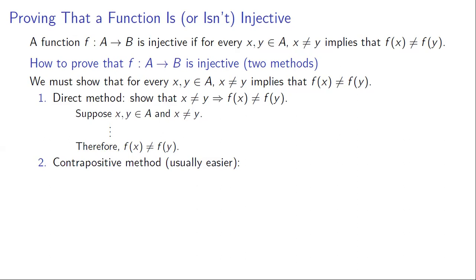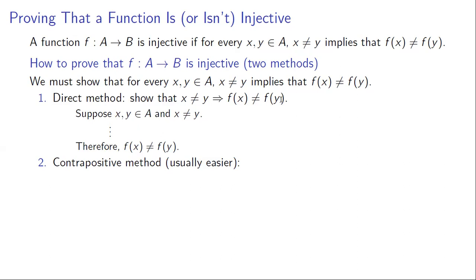Now, usually contrapositive is more complicated than direct proof. And here, it is more complicated in a sense, but it's easier to use nevertheless. So how would the contrapositive method work? Well, what we're trying to prove is, at the very essence, if x is not equal to y, then f of x is not equal to f of y. Well, what is the contrapositive of that?